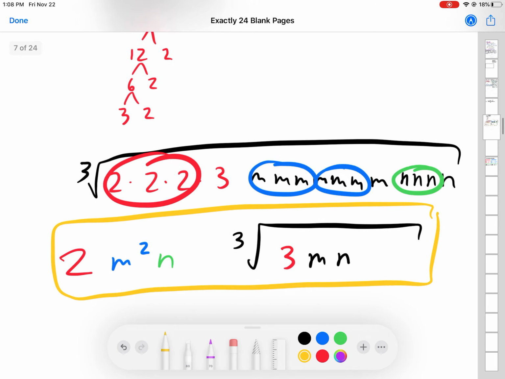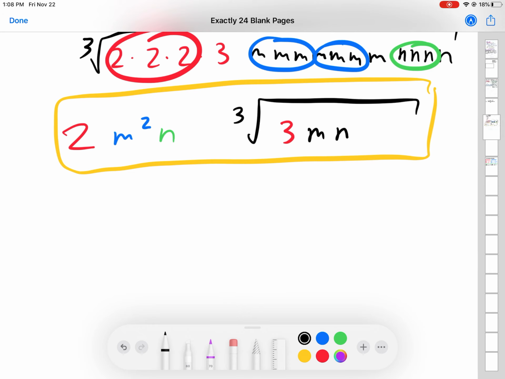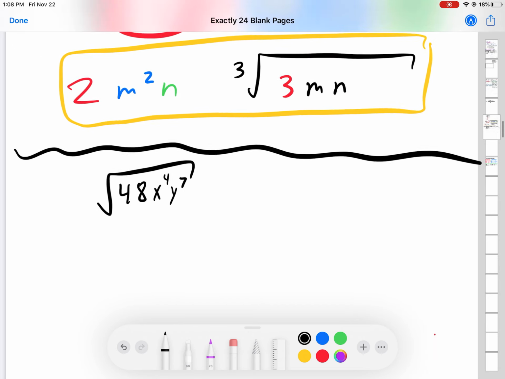All right, let's do, I wanted a bigger number than that, I'll be honest with you. I kind of wanted a much bigger number than that. Let's do a square root again. Now, even though there's not a number right here, there's always an imaginary 2 right there. So let's think about this. Let's do something a lot bigger. Let's do square root of 48, x to the 4th, y to the 7th, okay?